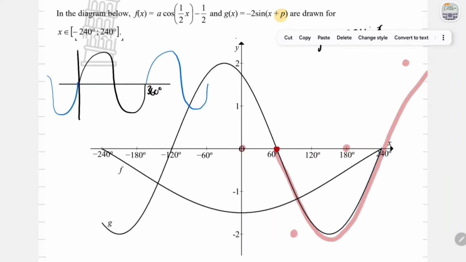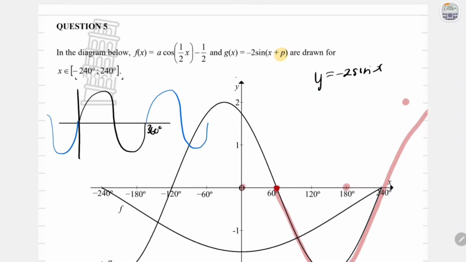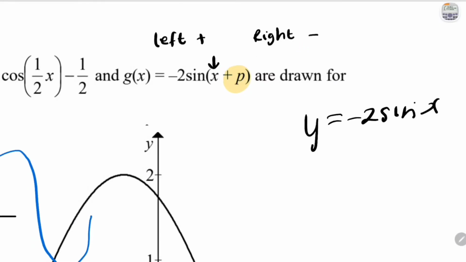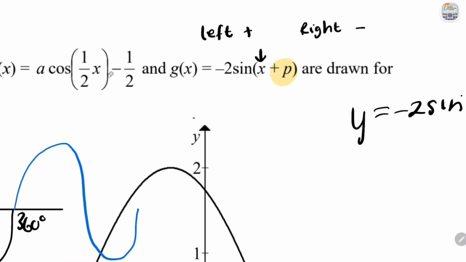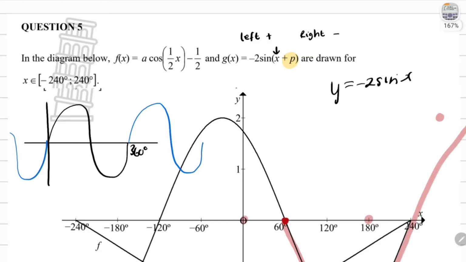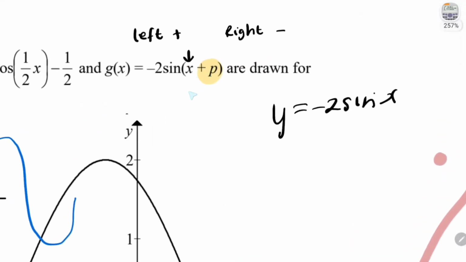So let's translate that into what it's going to be in the equation. Remember, if you are moving to the left, we say plus. If you're moving to the right, you say minus. That's how it works when you're affecting the x. It doesn't work for up and down movements. With up and down, if it's down, it's minus. If it's up, it's plus. So we know that this graph moved 60 degrees to the right. It means that here you should have x minus 60 degrees.